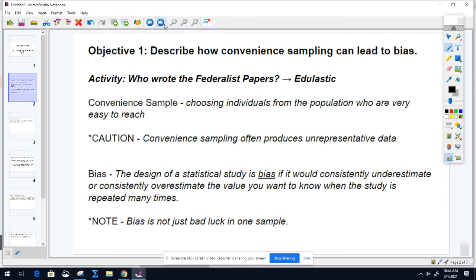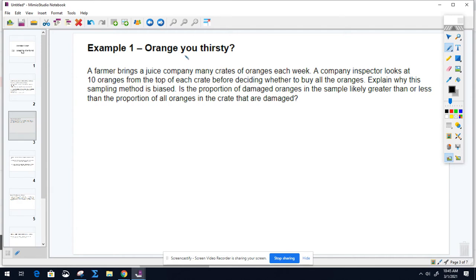Okay, so let's take a look at an example here. Orange, you thirsty? A farmer brings a juice company many crates of oranges each week. A company inspector looks at 10 oranges from the top of each crate before deciding whether to buy all of the oranges. Explain why this sampling method is biased. Okay, so why is this method here biased?